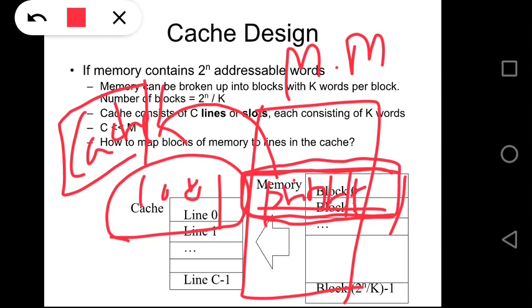So by this way, we can reduce the execution time, or we can increase the execution speed. So remember, whenever you say cache, just recollect the concept that cache follows the technique of locality of reference. Moreover, locality of reference is of two types: temporal locality of reference and spatial locality of reference.